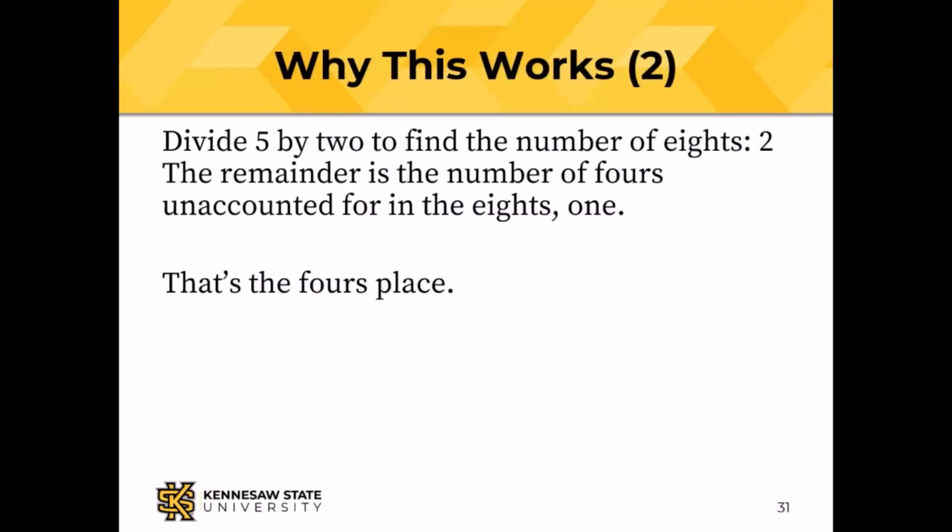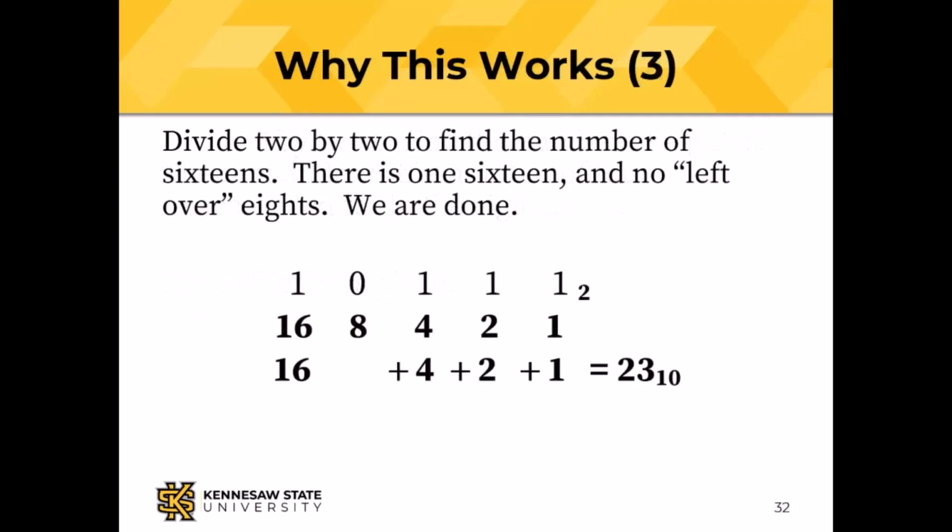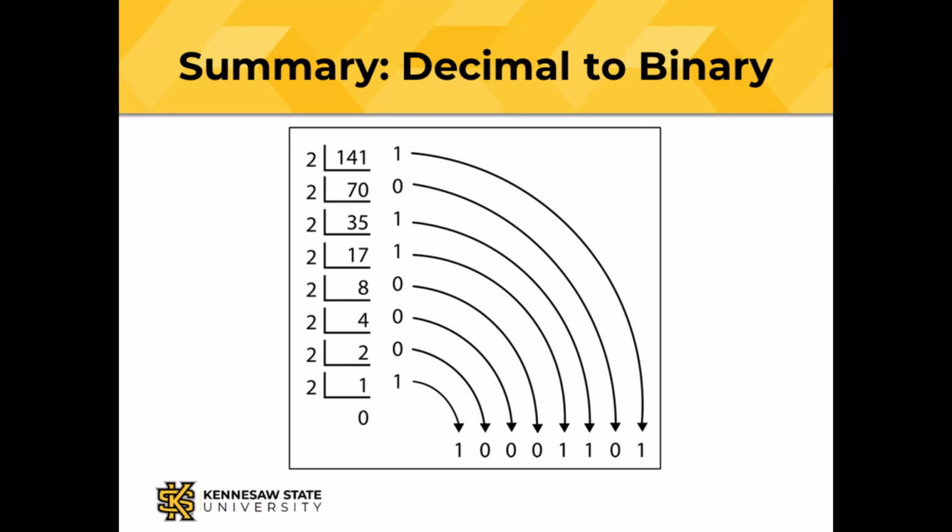1's place, then 2's place, then 4's place, then 8's place, and 16's place, and we're done because the quotient becomes 0. So in the textbook, this example has a bunch of curved arrows pointing from the remainders to the binary number to remind you that you're going to read from the bottom up. The remainder from the first division is the rightmost bit of that binary number.